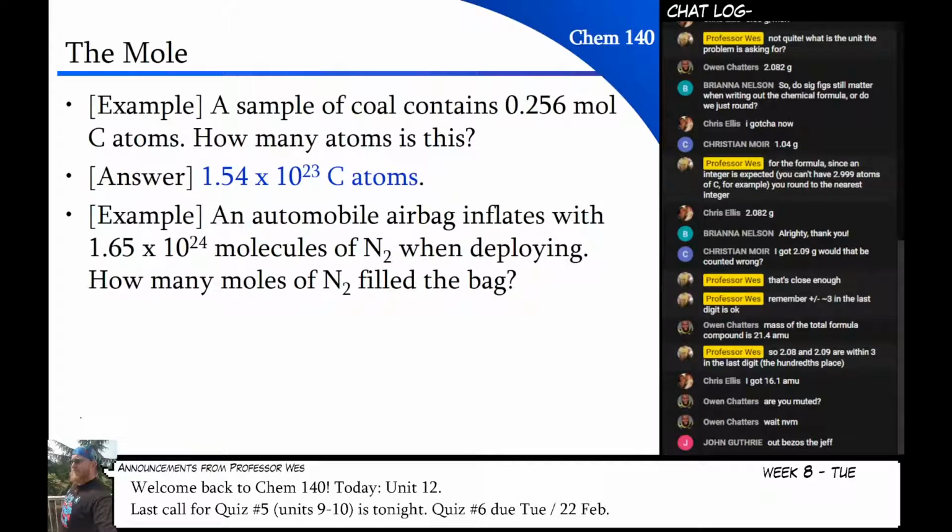Let's suppose the airbag in an automobile is activated as part of a test, and the number of molecules is counted with a sensor, and the sensor detects there must be this many molecules in here based on the pressure and volume of the bag, or whatever. How many moles of nitrogen are in this bag? Go ahead and try this calculation. I'll give you 2 minutes to do it, and we'll go over the answer in just a bit.